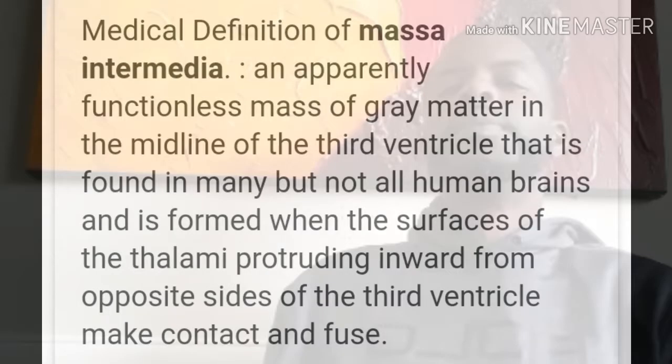They say the Massa Intermedia is an apparently functionless mass of gray matter in the midline of the third ventricle. All right, so first of all, when we say midline, we know that's dealing with balance. And we know in the Egyptian tradition, that's dealing with ma'at and all that. So we know it's all about balance in order to have full control. So basically, they let you know that this thing is joining together and becoming one. So the thalami join together and become one. Okay, so it's basically joining both sides of the brain together. All right, this is the fusion aspect.